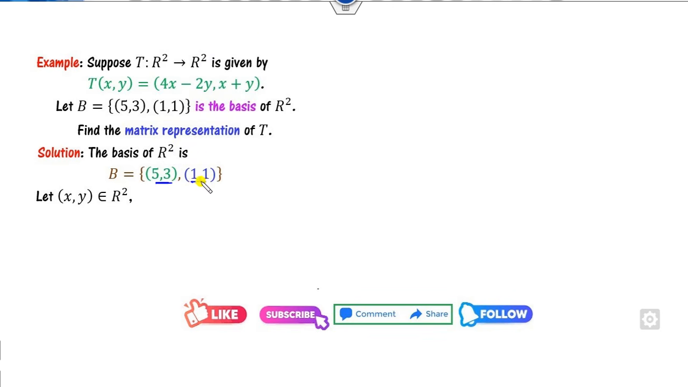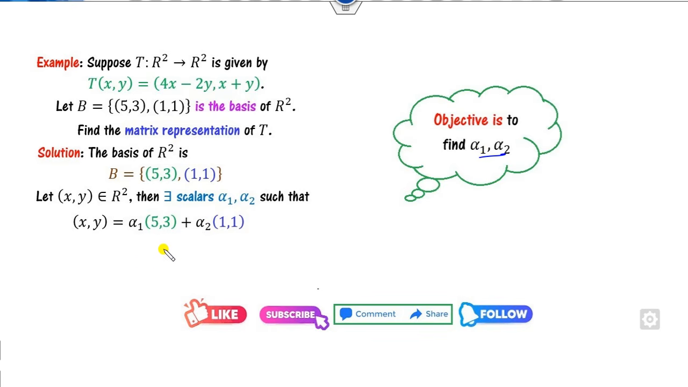Now since it has 2 elements, and because it is a basis, what is the meaning of the basis? Basis means span and LI. How can you write the LI? A span. Because there are 2 elements, I can say alpha 1 and alpha 2 are my 2 scalars, such that I can write this x comma y as a linear combination of 5 comma 3 and 1 comma 1. Now your target is to find the value of alpha 1 and alpha 2.